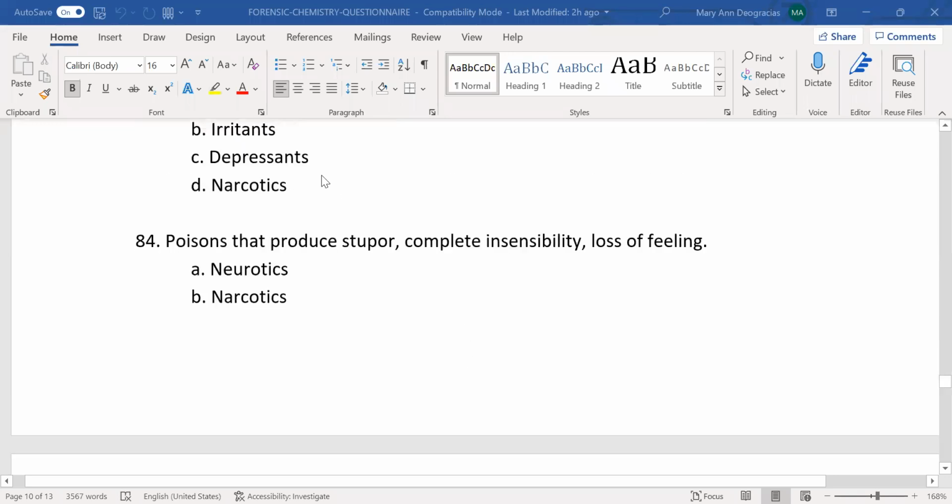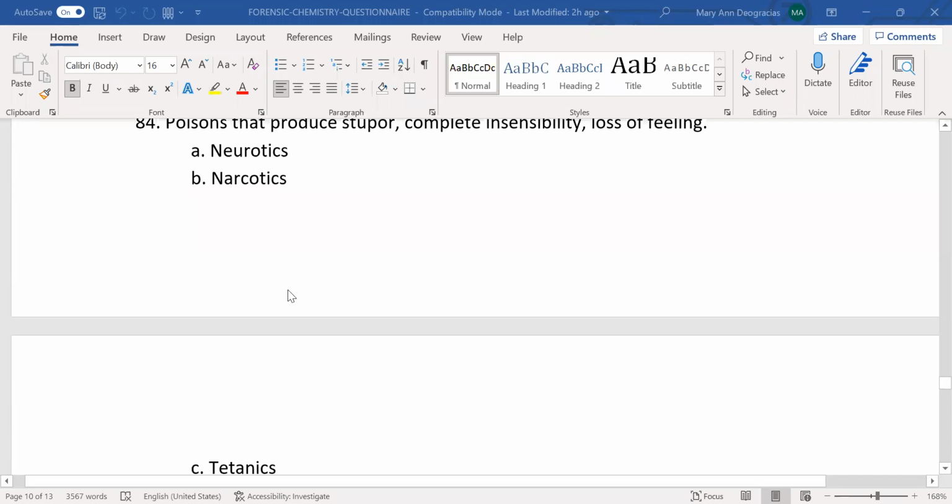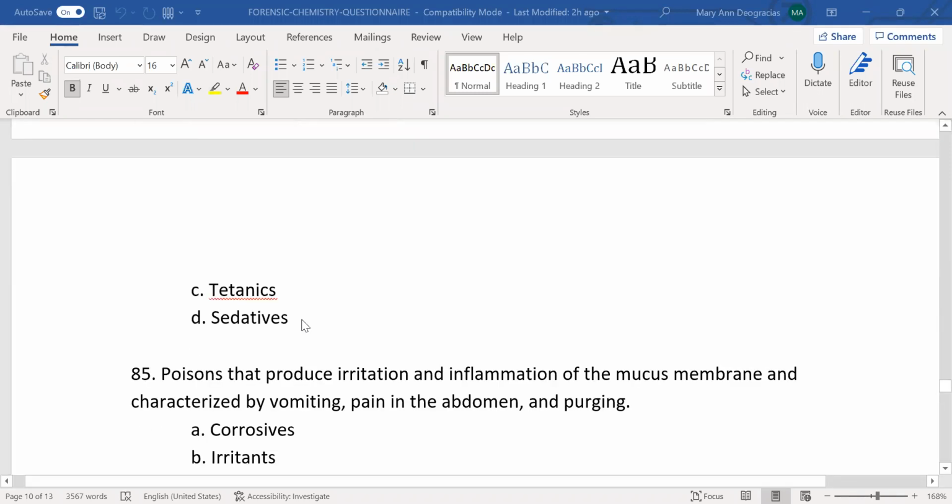Okay, B, narcotics. Tulad ng mga highs sa shabu, ano nangyayari? Pinapatay na yung nanay, pinapatay yung kapatid. So, narcotics. Loss of feeling, walang alam gawin. Magwawalis sa gitna ng daan kahit alas 12 ng hating gabi. Alright. Next, 85.